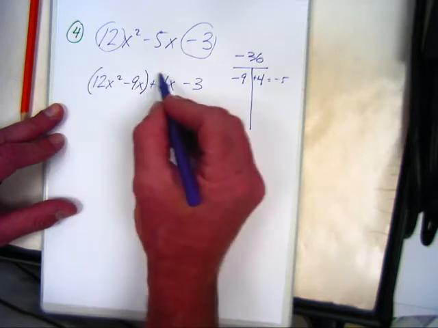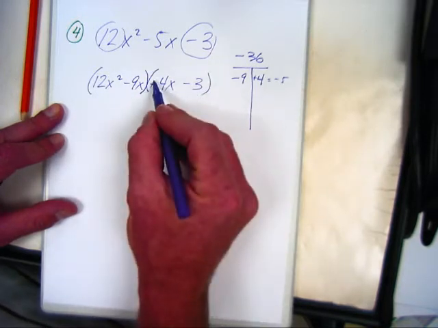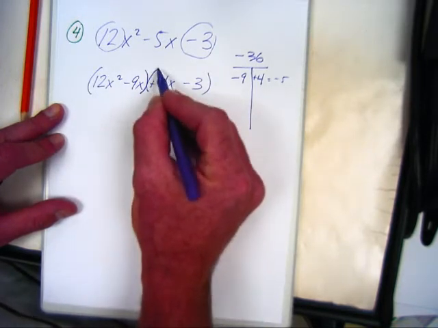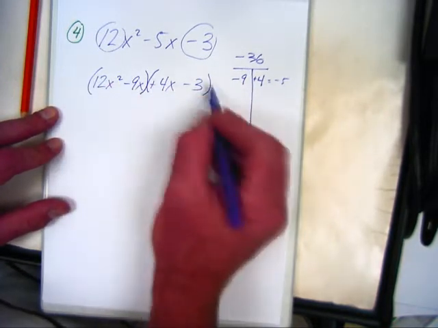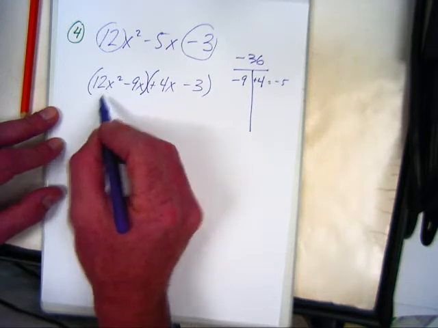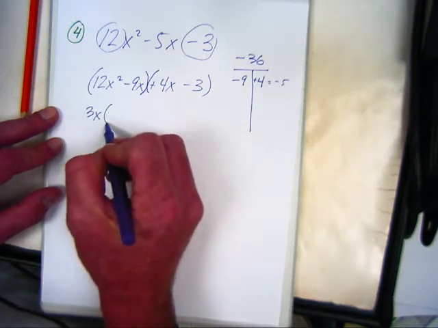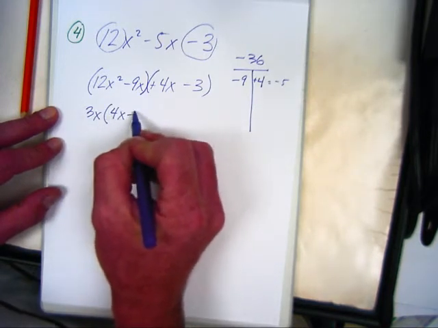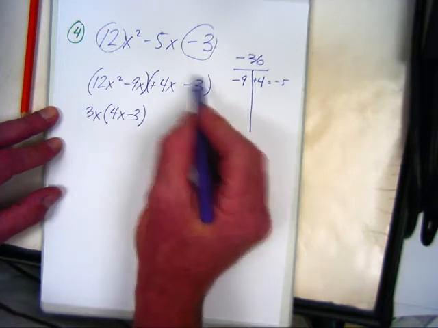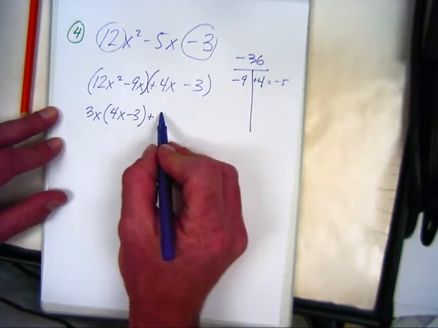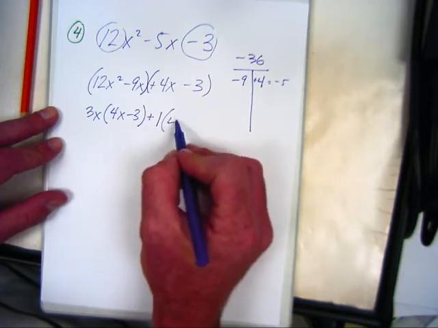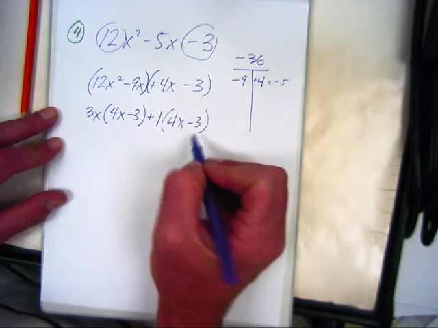Group here, group here, group here, group here. I always want to include this sign in this back parentheses. I'll look for GCFs for each group here. So for here it looks like I have a 3x, and I'm left with a 4x minus 3. And here, since I don't have anything common and this sign is positive, I'm just going to pull out a +1. Everything stays exactly the same in there.